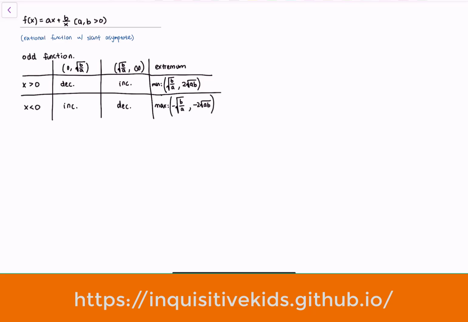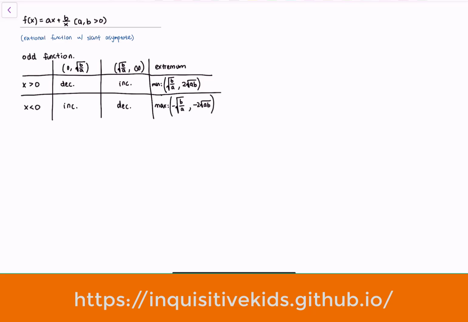And f(x) is increasing starting from the square root of b over a when x is positive, and decreasing if x is negative. And there are also ways to find the minimum and maximum values. If x is positive, the only extrema would be a minimum value. So this is how you find it. And if x was negative, the maximum value for f(x) would be this.